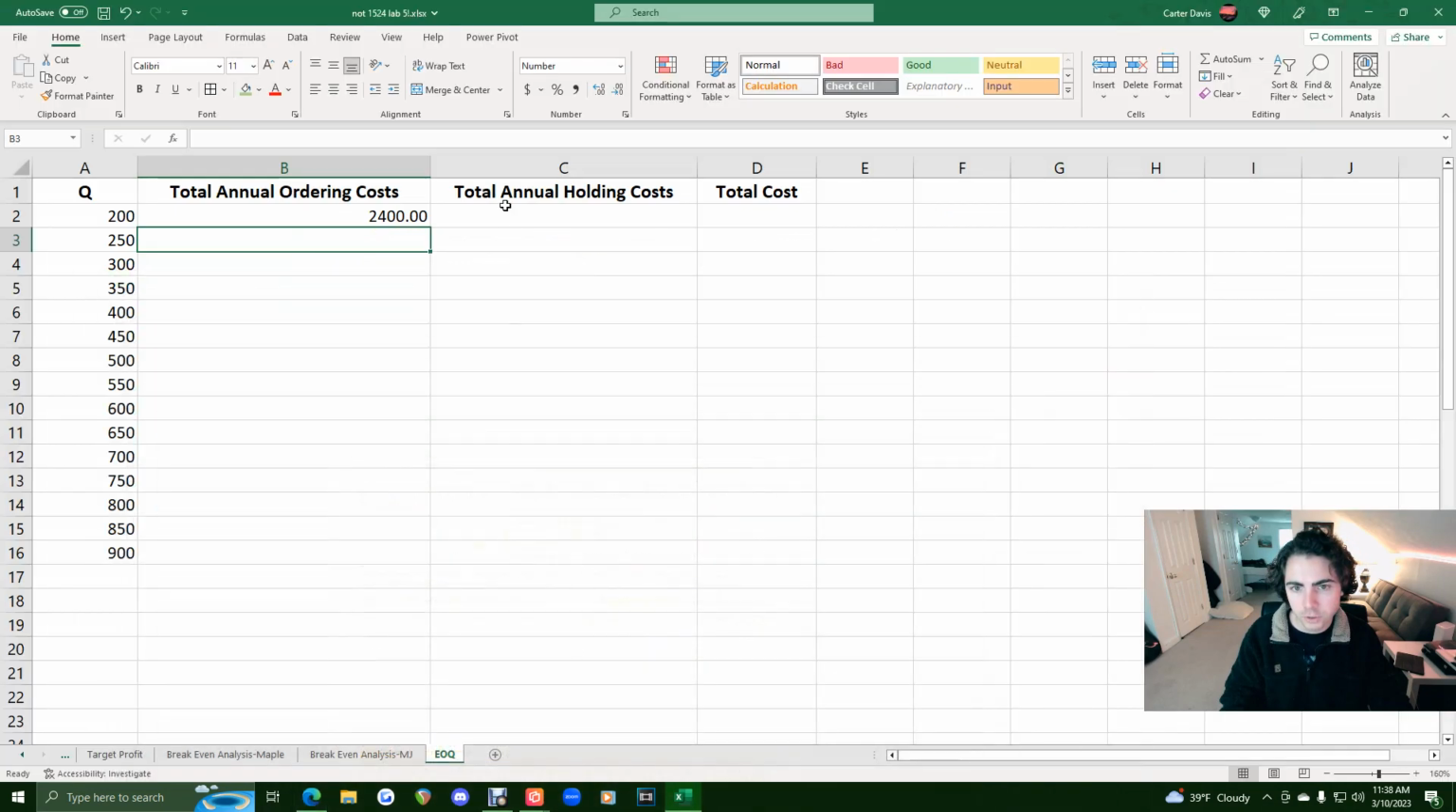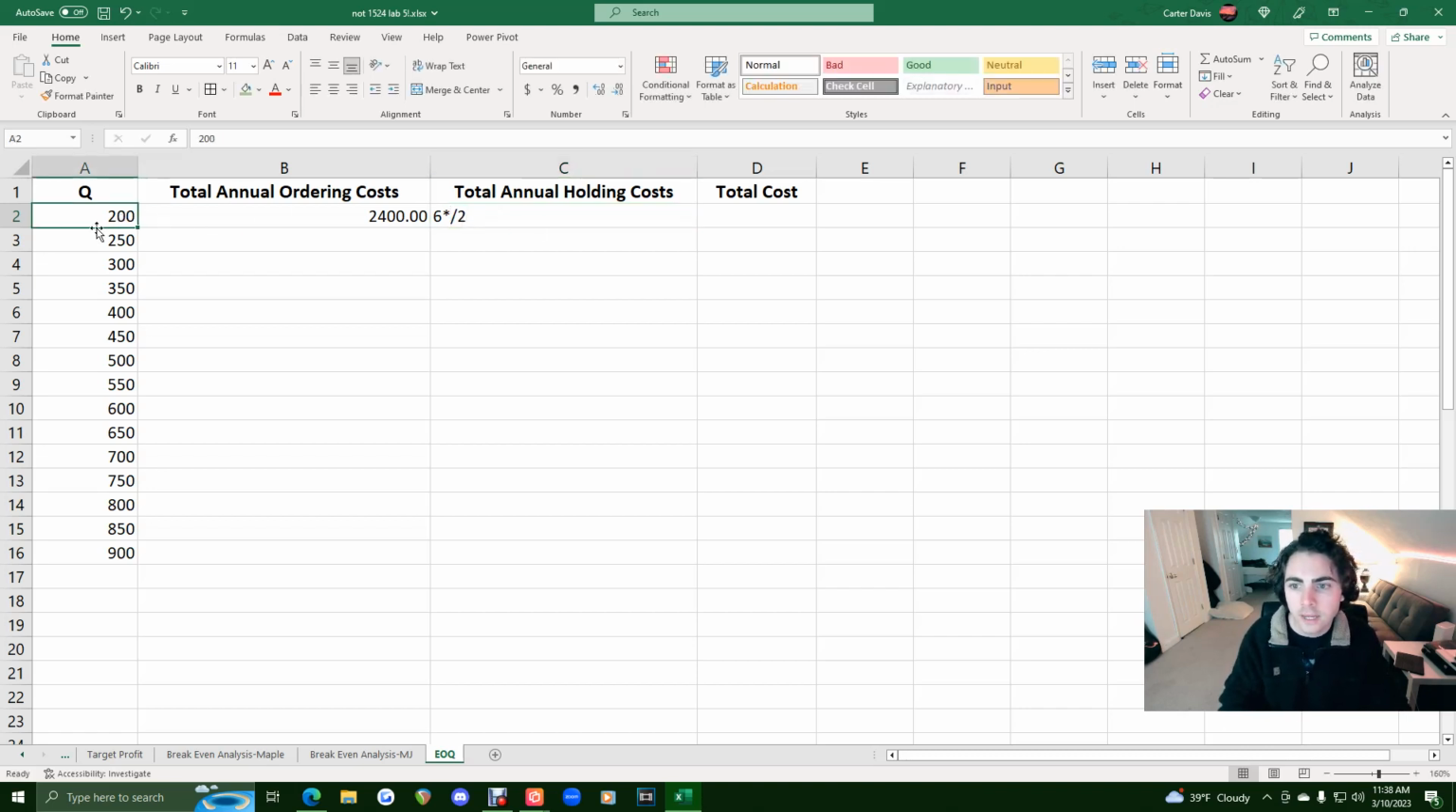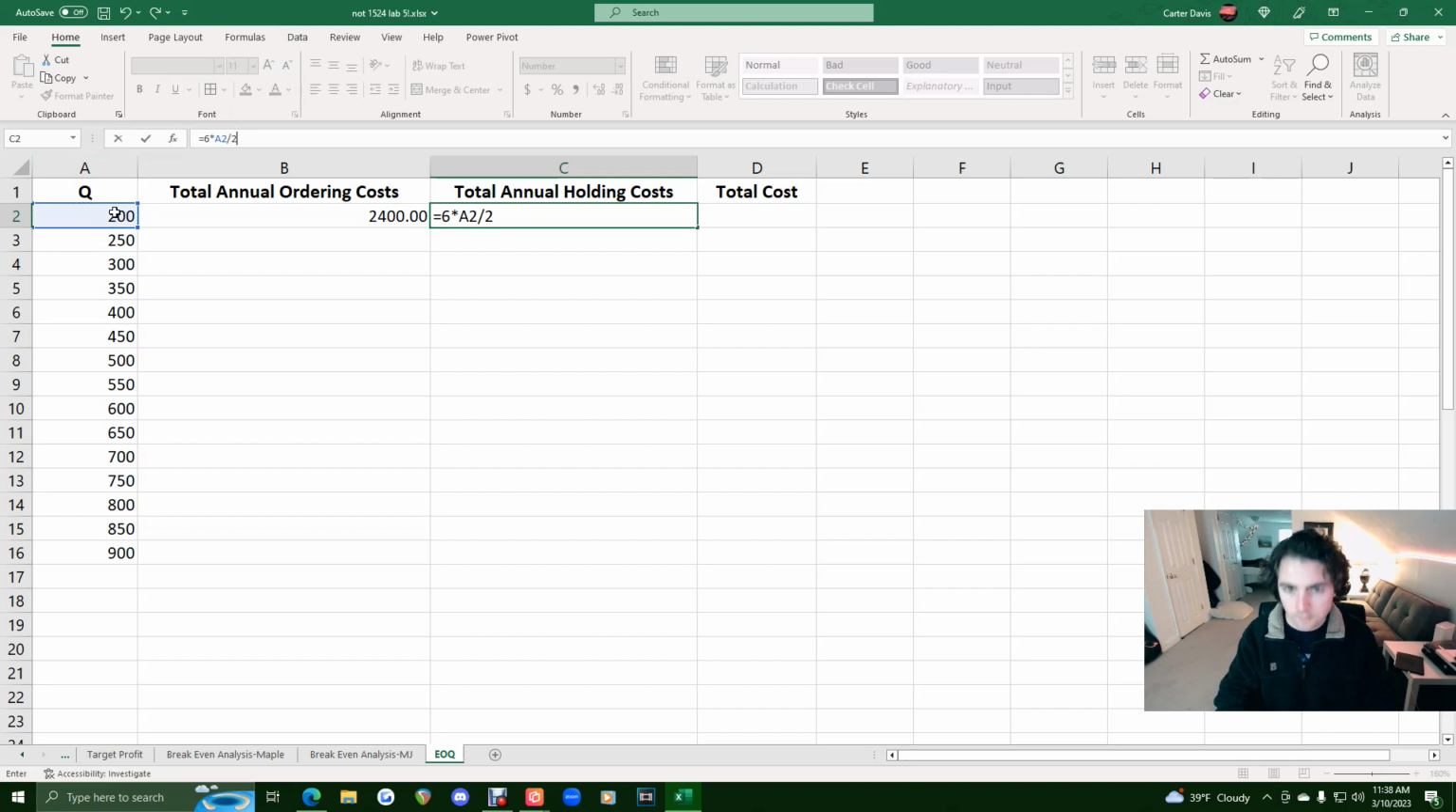6 times Q over 2. Now in place of Q, we don't type Q, we click on that Q. Okay, we also have to start with equals. Sorry, I was thinking about a bunch of different things at once. 6 times A2 over 2, make sure you got the equals.